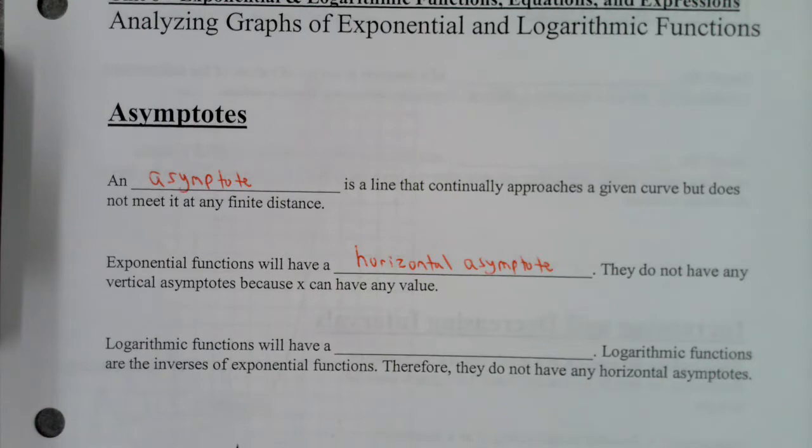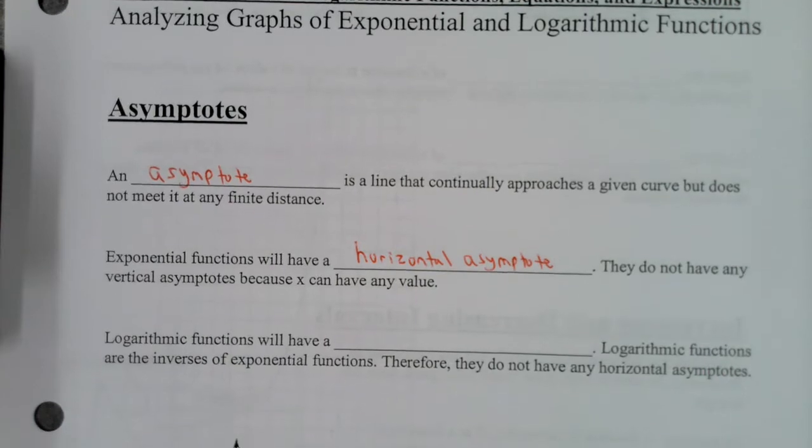So for example, let's say we have the exponential function, y equals 5 to the x power. You can use any x value you want. So x's can have any value for exponential functions, but they are going to have a horizontal asymptote because they cannot have any y value possible. There's a limit.